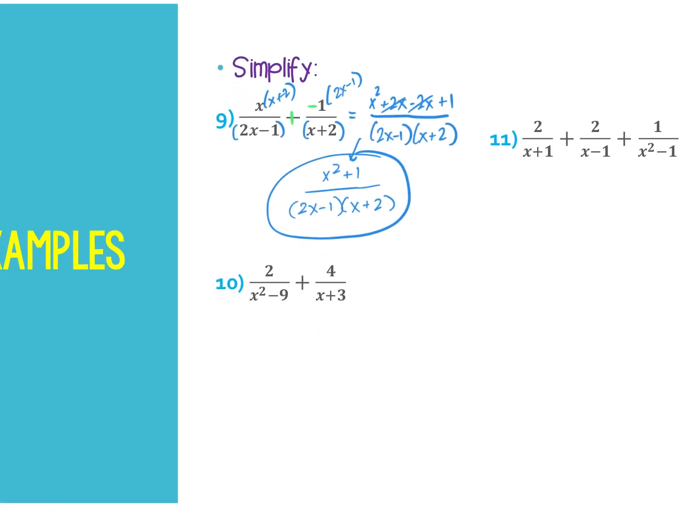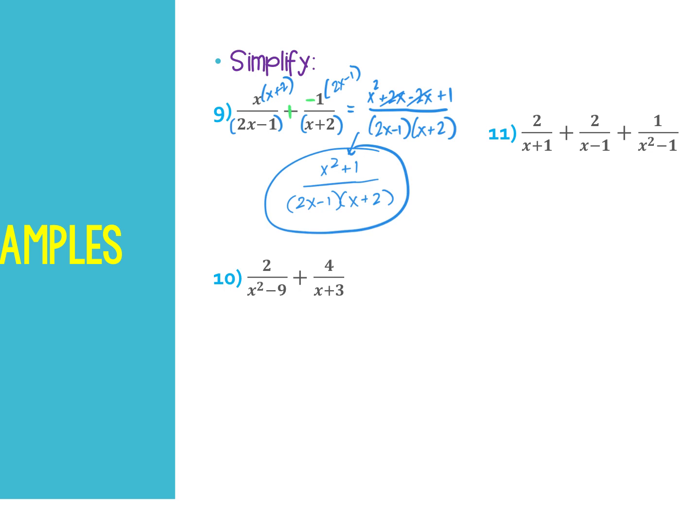When I get to number 10, now here, for the very first time, we see a denominator that is unsimplified. This first denominator, x squared minus 9, is actually unsimplified. This is a difference of squares. It's x plus 3 and x minus 3.